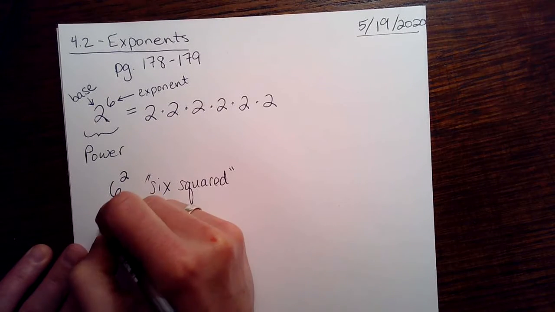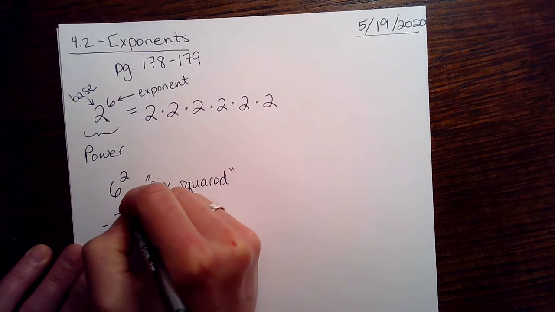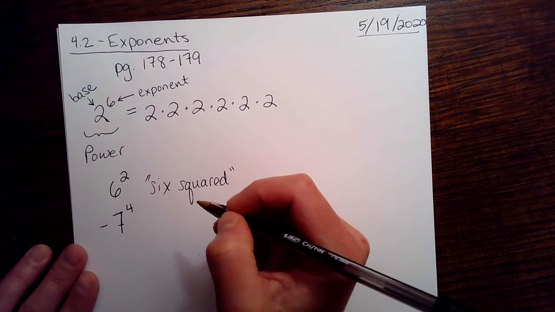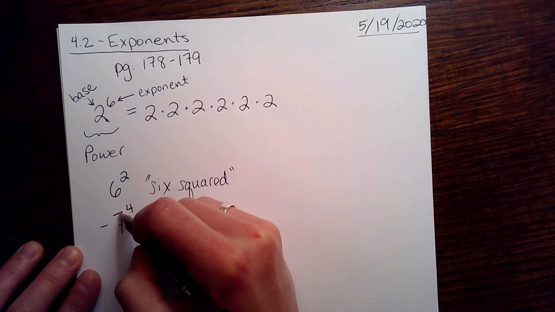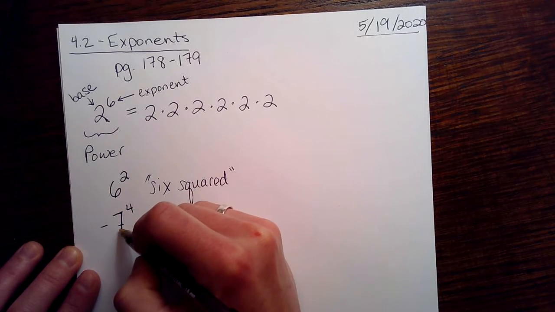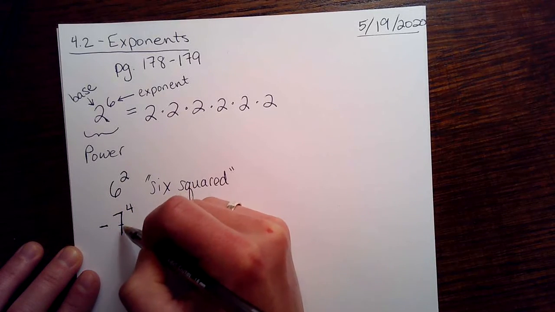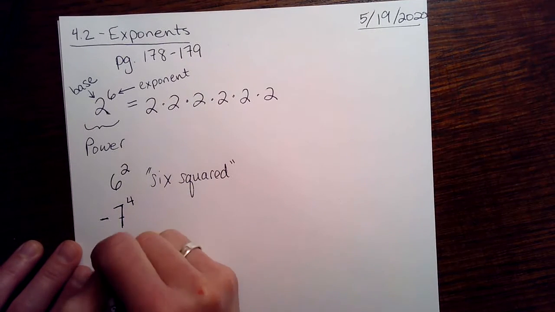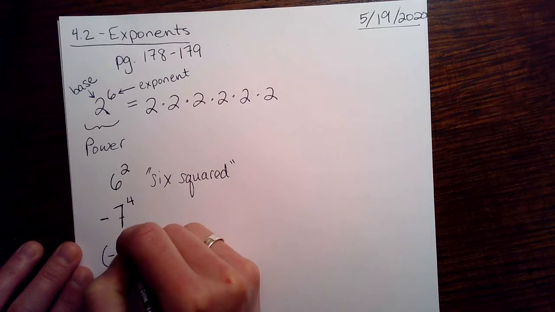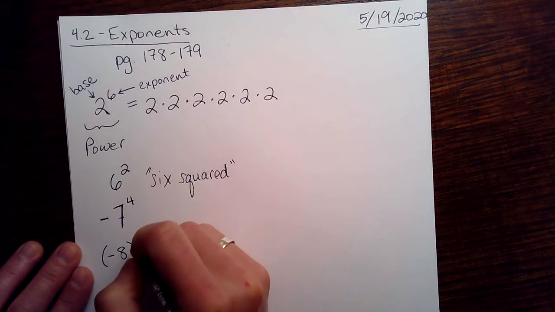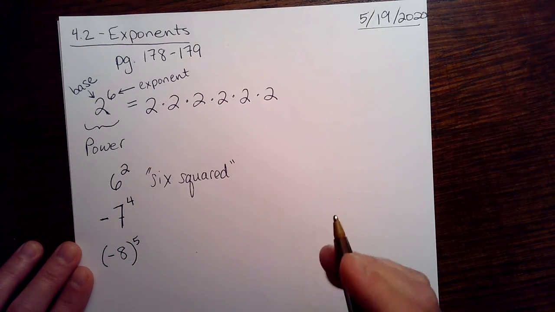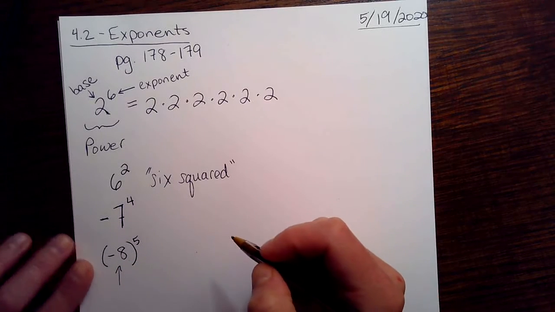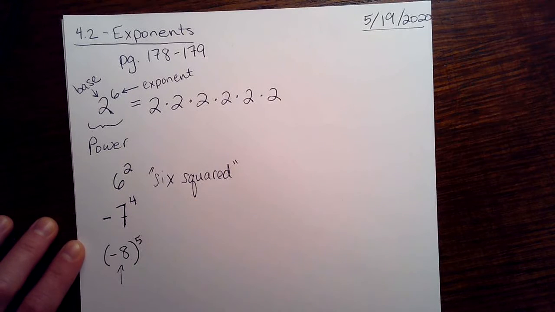Another thing to note in that table, -7 to the 4th, is that we are going to talk about how we follow order of operations. We first take the exponent. This is the opposite of 7 to the 4th power. Whereas the parentheses around -8 to the 5th power mean that the base of this exponent is actually negative, whereas the base of this exponent was positive.